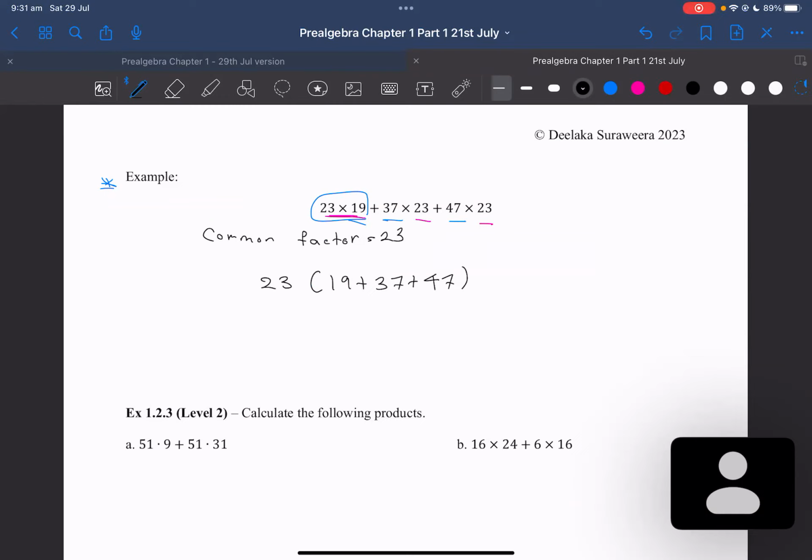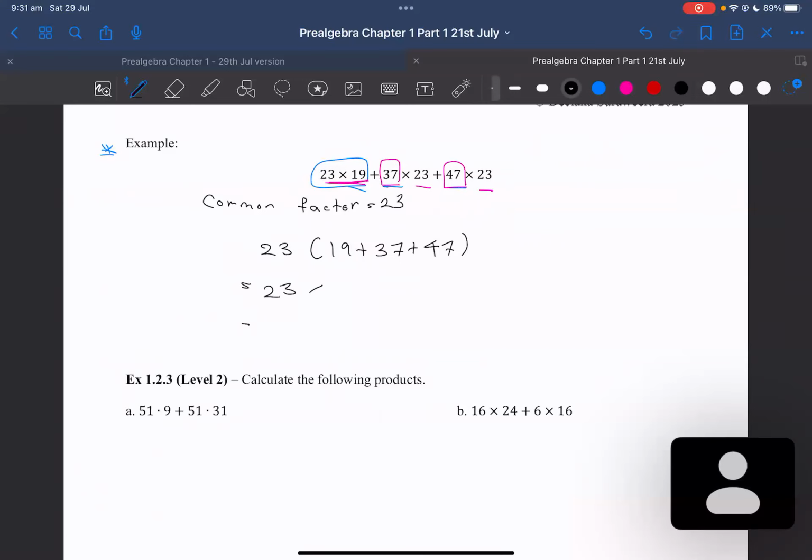Does that make sense how I did that? Because look, 23 is multiplied by 19 here, by 37 here, and by 47 here. I'm just combining the separate multiplications into one. And once you do that, you just do one multiplication. What's 19 plus 37 plus 47? That's 103. So it's 23 times 103, I think.